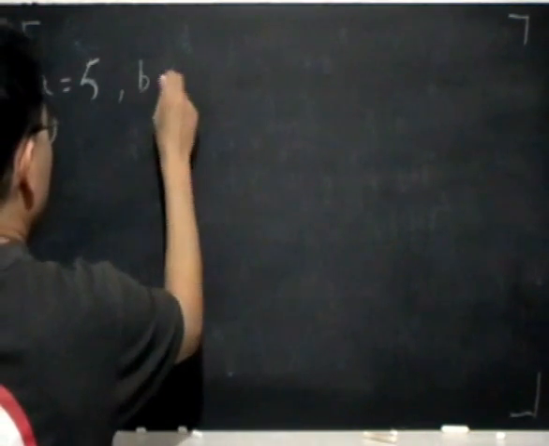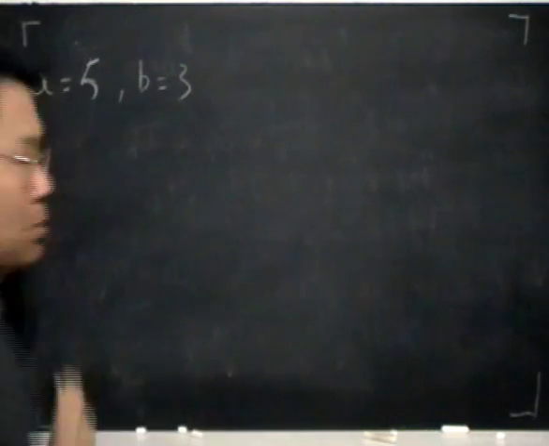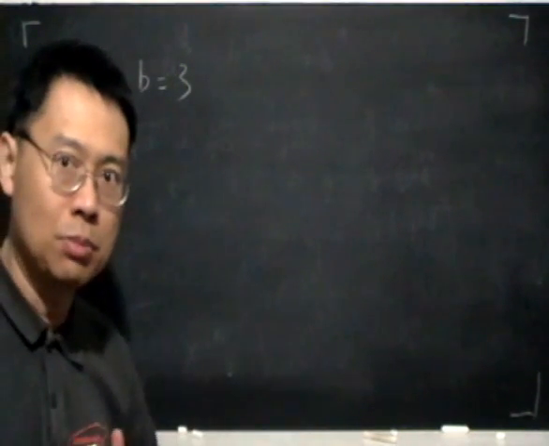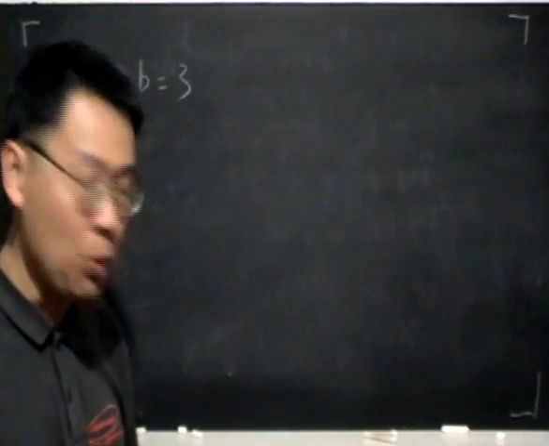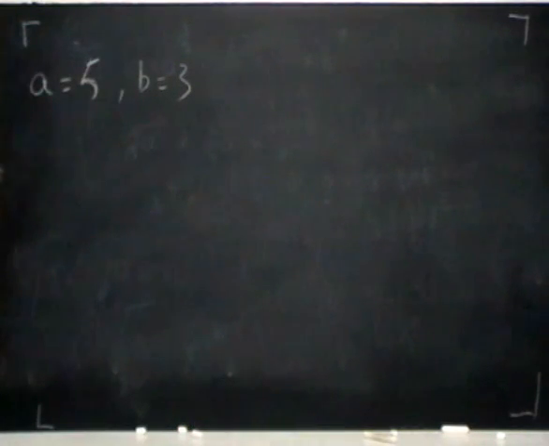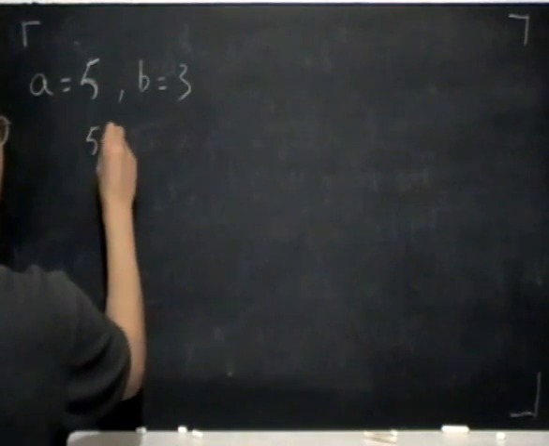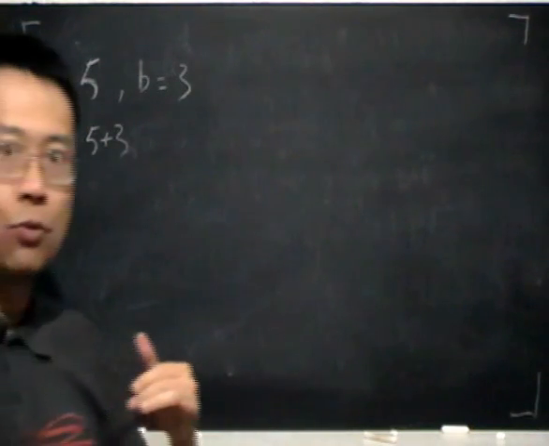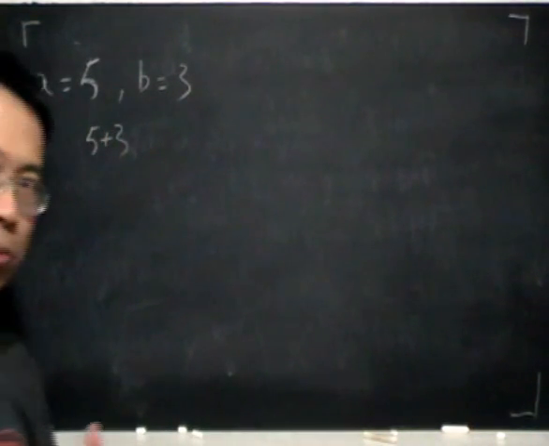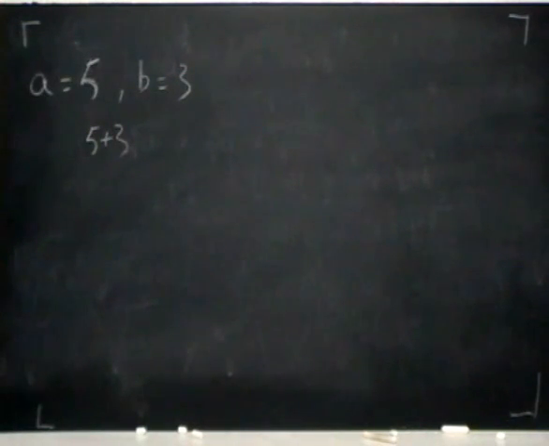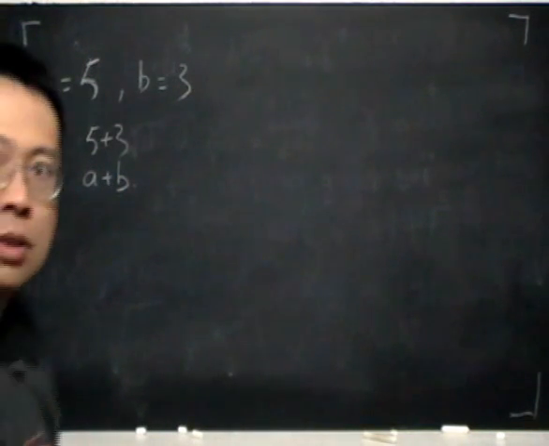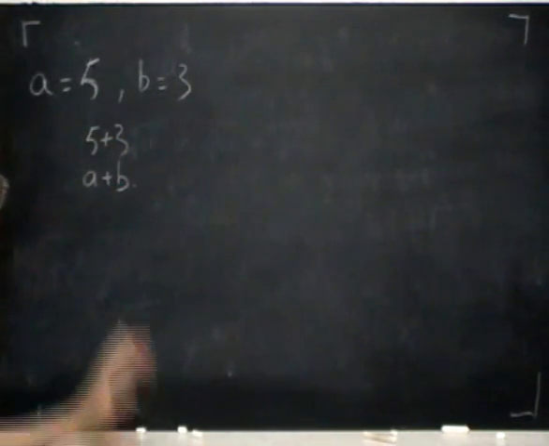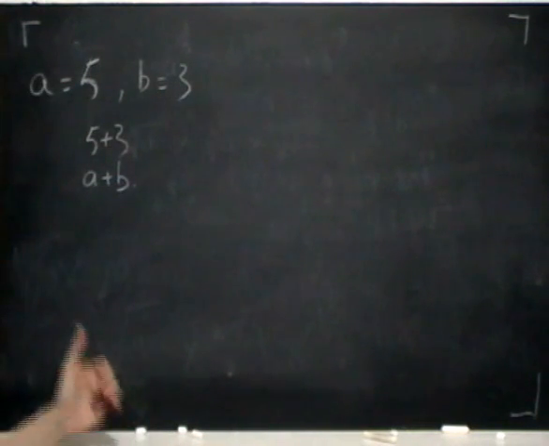So for example, let's make up another letter to represent the number 3. Now I have two symbols, A and B, and each of them represents a number. Now what would I do if I want to add these two numbers? Normally, I can just say 5 plus 3. Now in algebra, we can also use the symbols. We would say A plus B. So A plus B really means, in this case, the same thing as 5 plus 3.